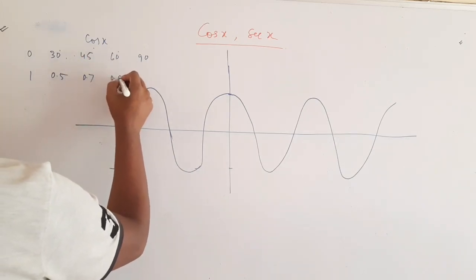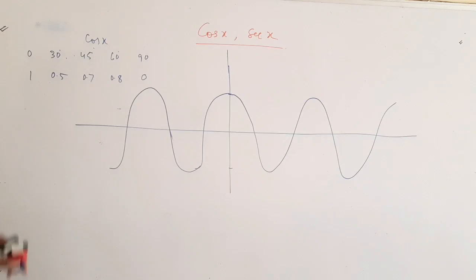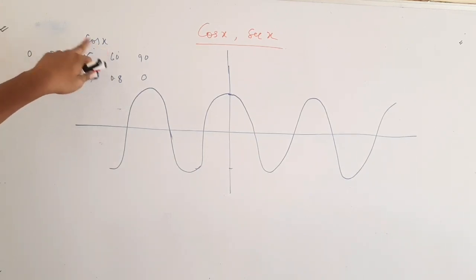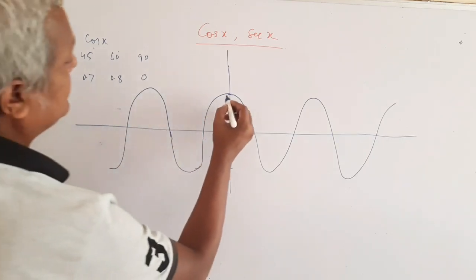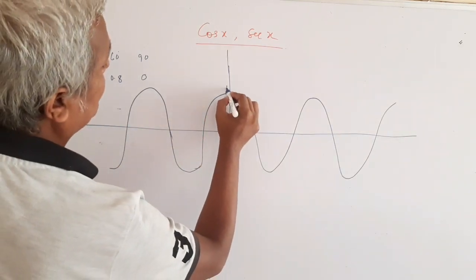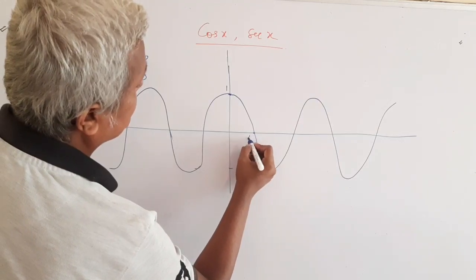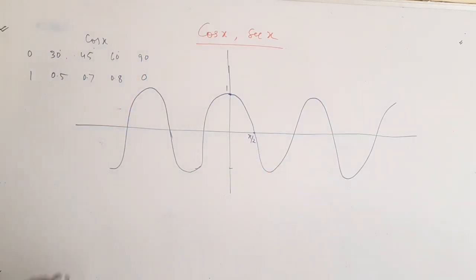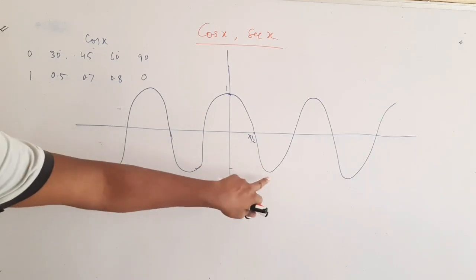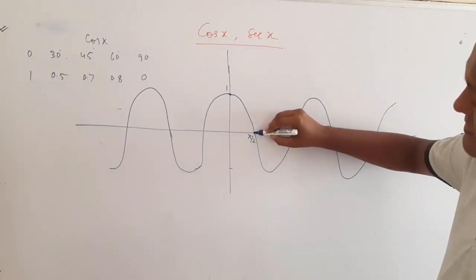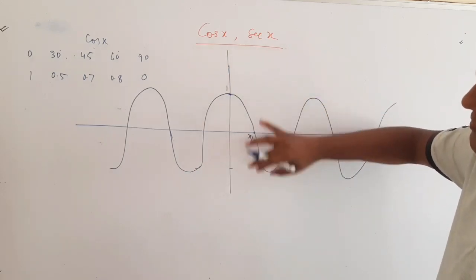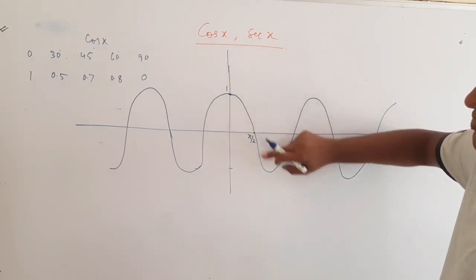This is 0.8 and that is 0. So when the angle changes from 0 to 90, then the cosine function's value decreases from 1 to 0. It means here this is 1 and then from here 0. So this is your pi by 2. When the angle changes from pi by 2 to pi, you see that the value of the function is going from 0 to -1.